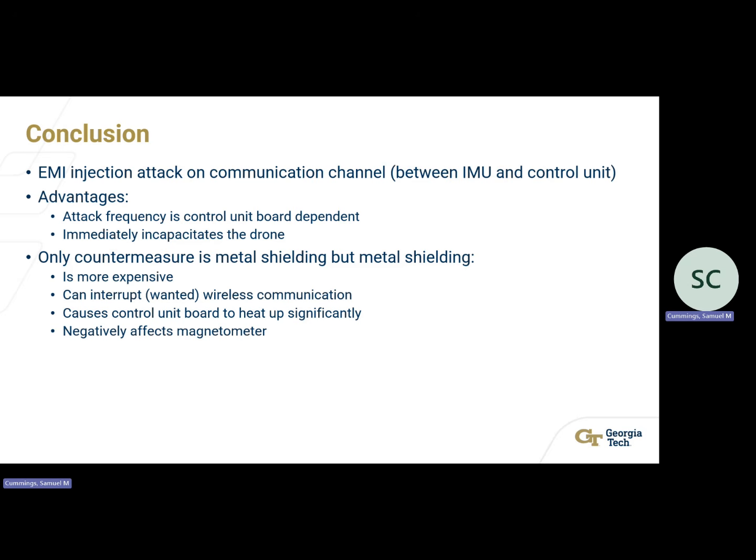All right, so in conclusion, we went over the paper and went over the EMI injection attack on the communication channel. And that's between, remember, the IMU and the control unit. There are a couple advantages. Attack frequency is control unit board dependent. So that's when you can only affect your enemies and keep your friendly drones up in the air. And the attack immediately incapacitates the drone.